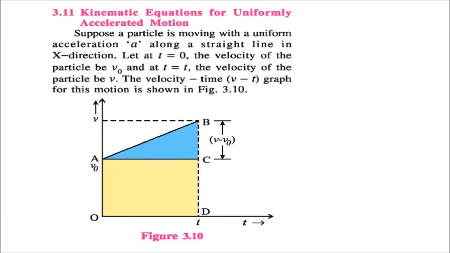Kinematic equations for uniformly accelerated motion. We have a particle which is moving with uniform acceleration, that is a is the acceleration, along a straight line, which is say the x direction. Now at t equal to 0, the velocity is v0. At t equal to say some t, the velocity becomes v. The velocity time graph is like this. So we have say two areas. If we are drawing v0 to v, one area is this, the second area is this. You can combine this area in terms of a trapezium also.